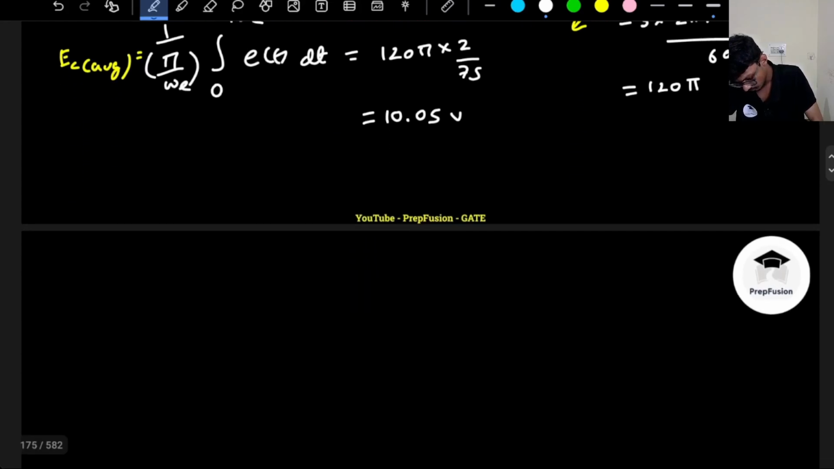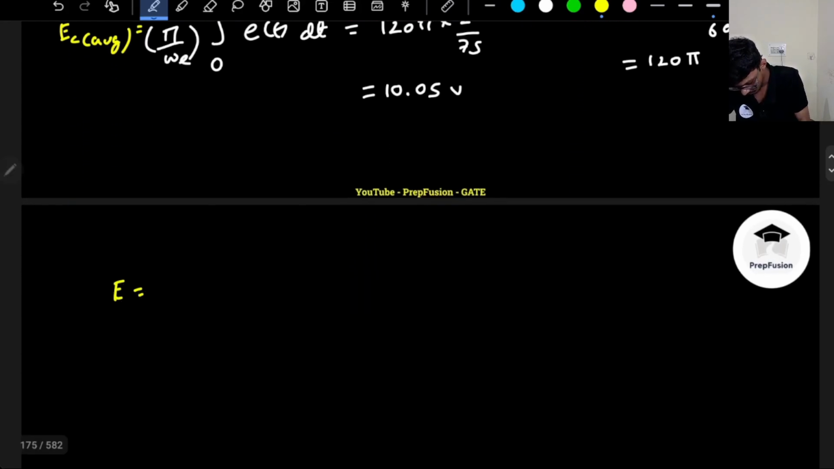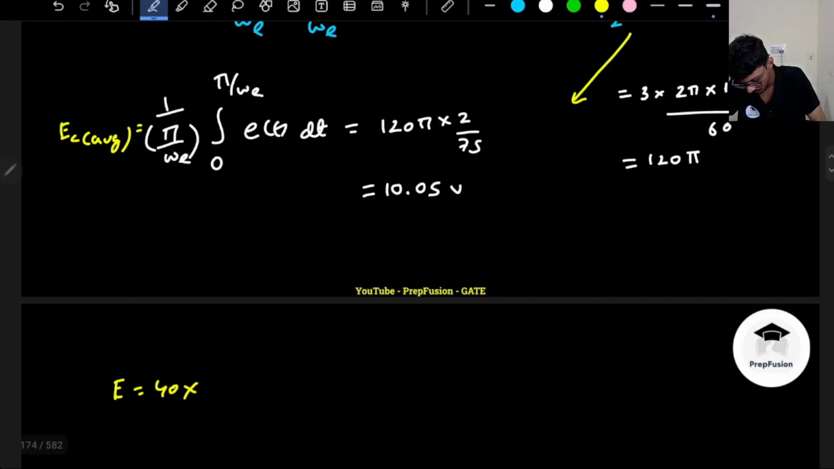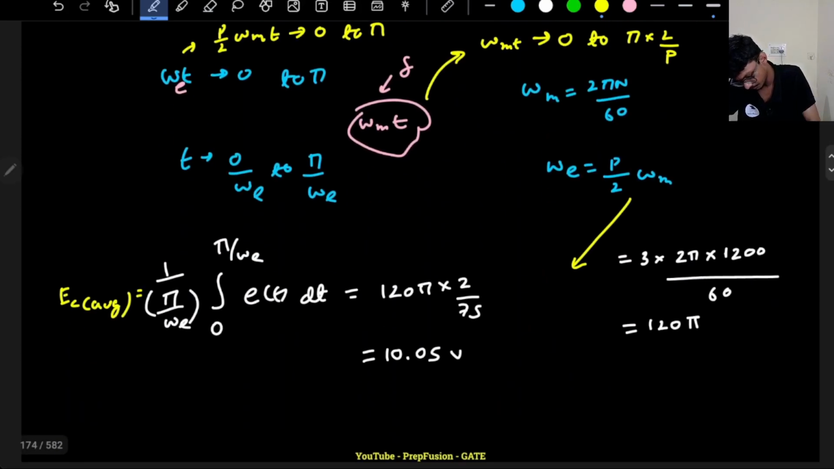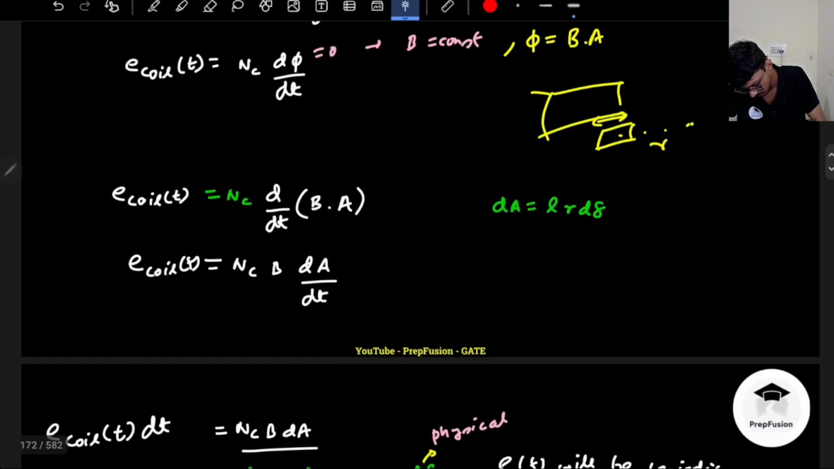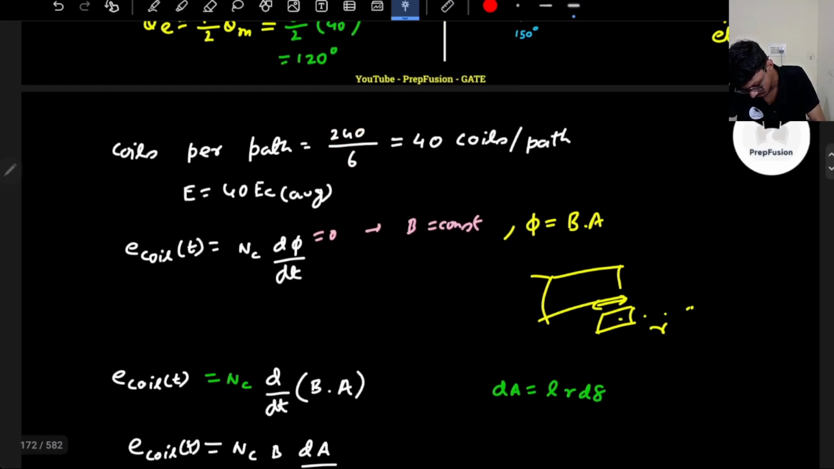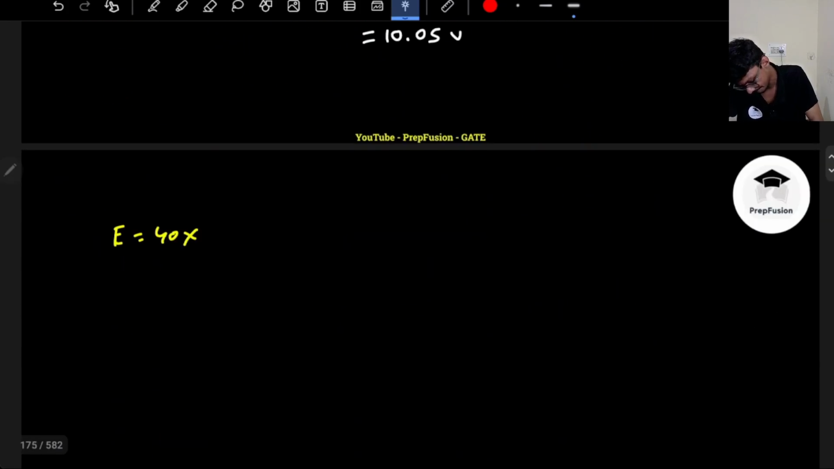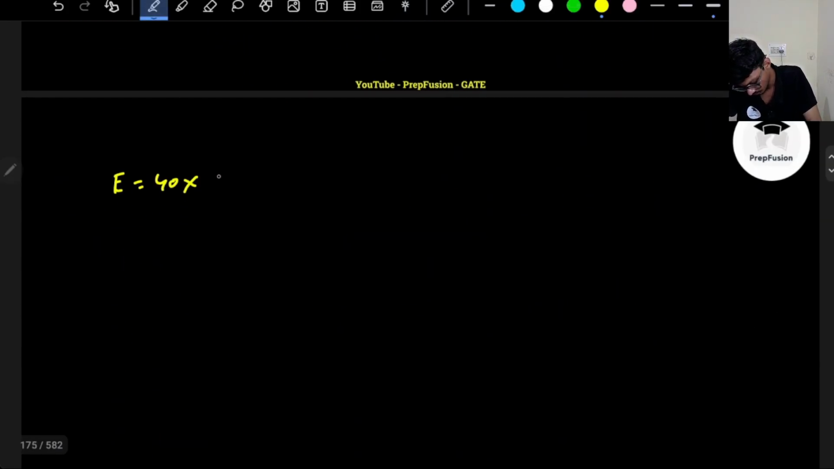Now I will write down what is the overall induced voltage. Overall induced voltage will be the number of coils per path into the per coil induced EMF, that is 10 volts, and number of coils per path is 40, right? Because it was 240 number of coils divided by the number of parallel paths 6. Yes, so this will be 40 into 10.05. So this comes out to be 402 volts. So this is the no load voltage answer.